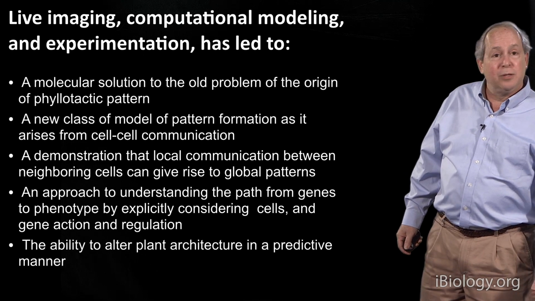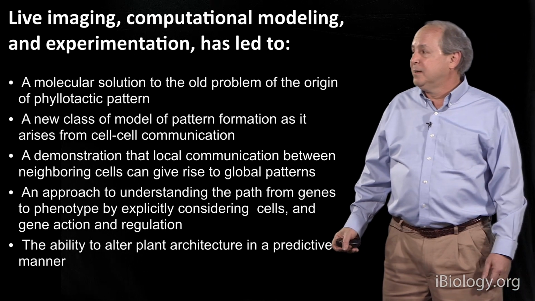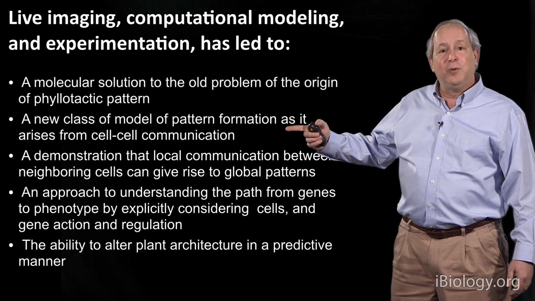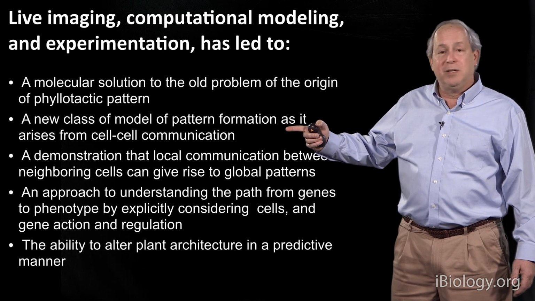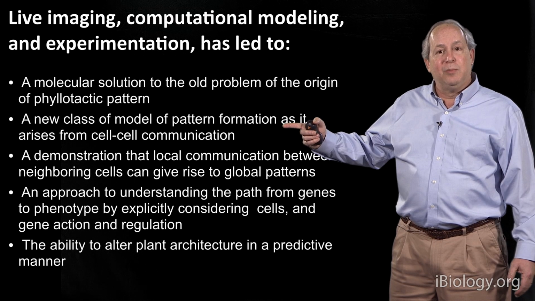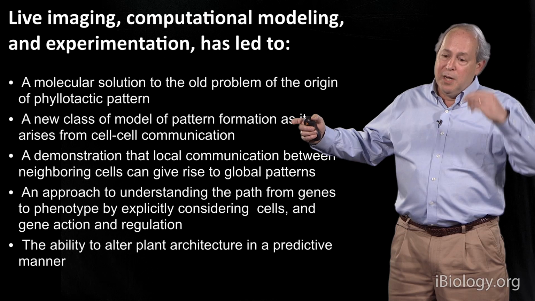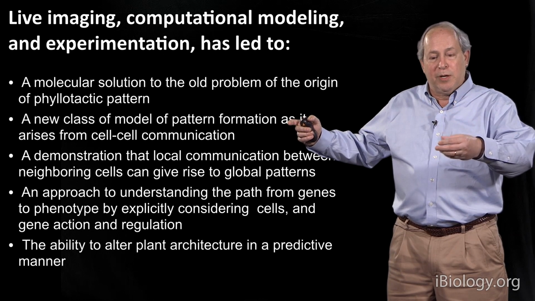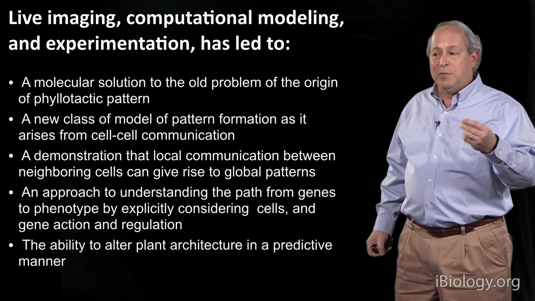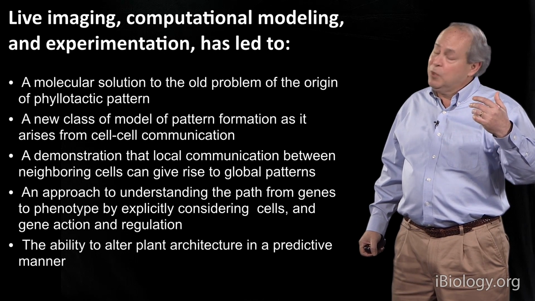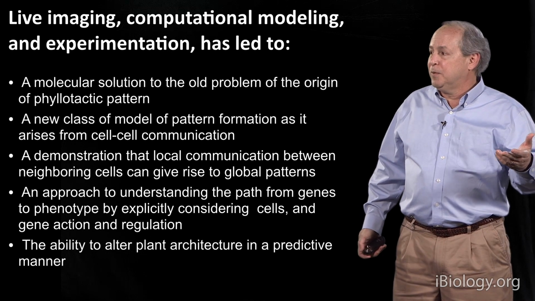So with that, what do we have? We have a molecular solution to the old problem of the origin of phyllotactic pattern. We have a new class of pattern formation for developmental biologists, a new class of model of pattern formation that arises from cell-cell communication, because we have what a developmental biologist would call a morphogen that moves from one place to another in an organism and at high concentration induces the formation of some developmental phenomenon. In this case, the morphogen is auxin, and the developmental phenomenon is the formation of a new flower.